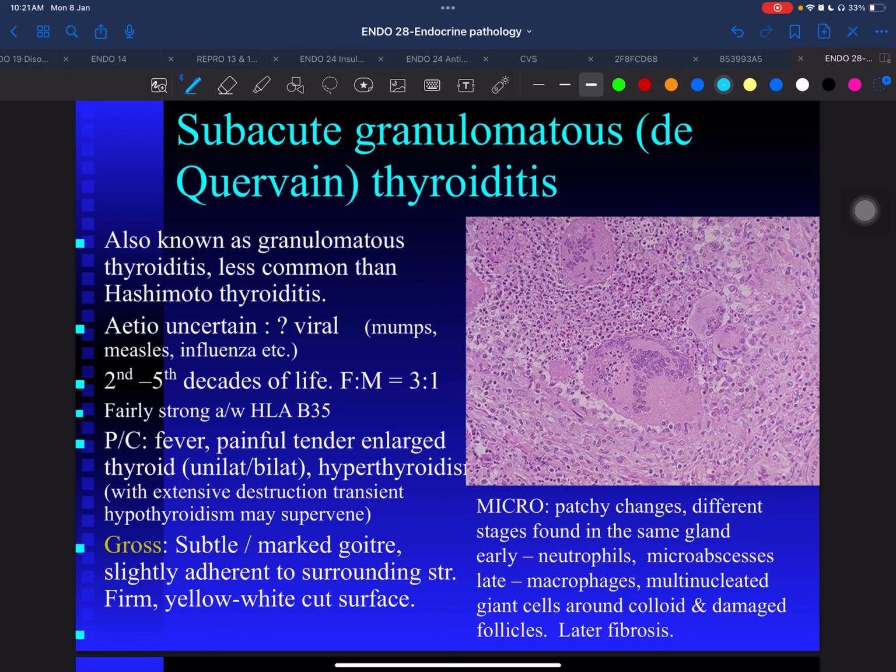So microscopically you see patchy changes and different stages found at the same gland. You can have a lot of neutrophils, abscesses, nanah dalam the thyroid gland. In the late stage you see macrophages, giant cells, apa lagi, damaged follicles, and then later they have fibrosis. Sebab tu dia melekat sebab dia ada fibrosis. Okay.